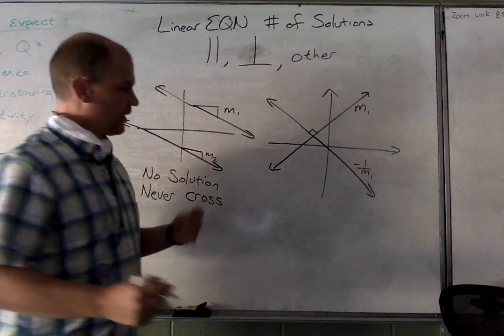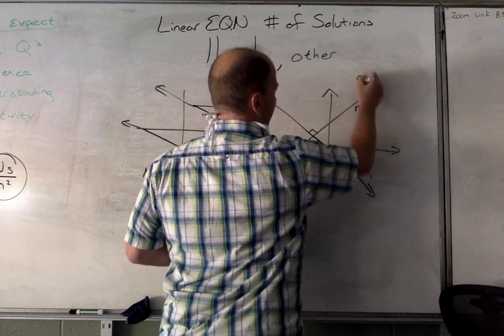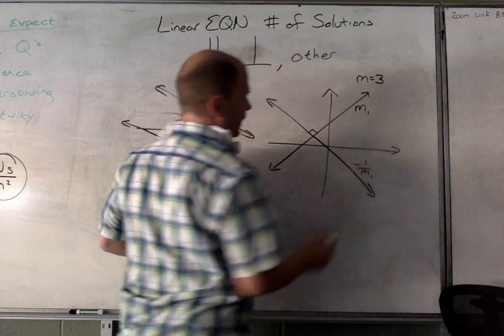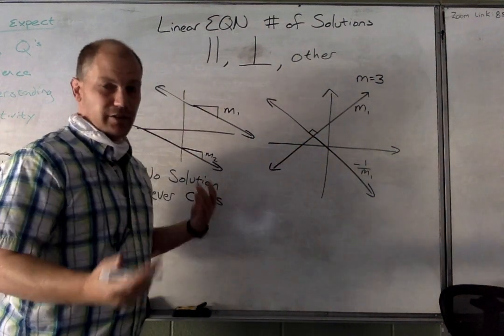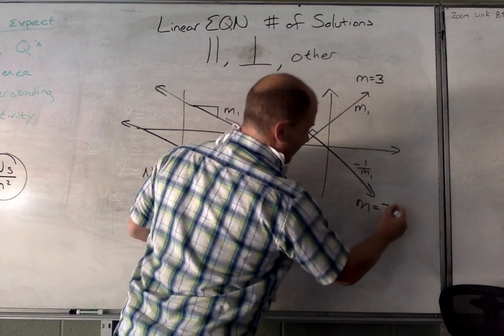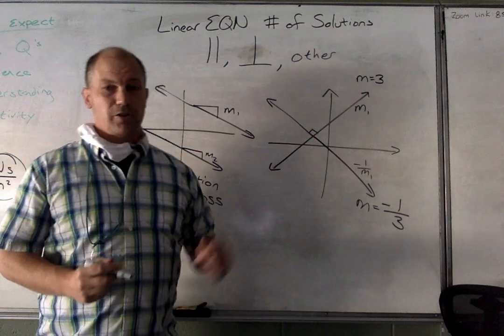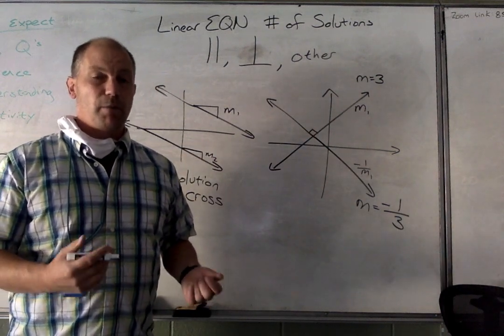Let me give you that a little differently. If you know that the slope on this one is 3, and that this line is perpendicular to the other line, the slope of this line must be the negative reciprocal of the first one. If that's true, then we know that the slopes are perpendicular.